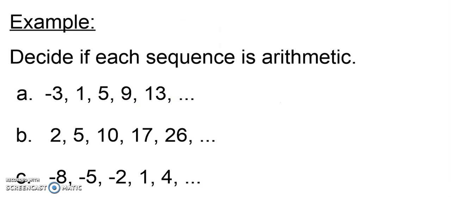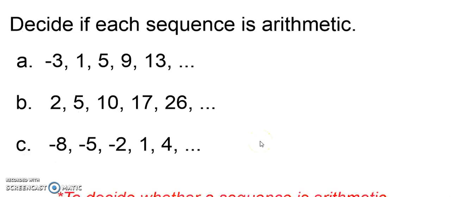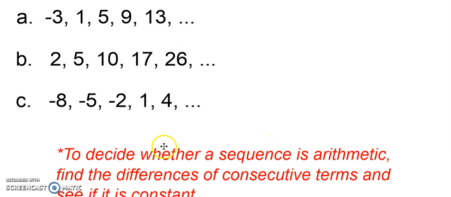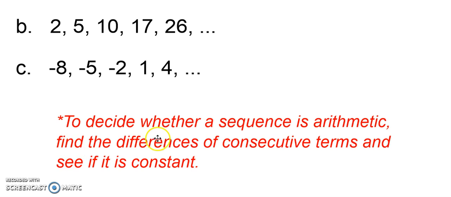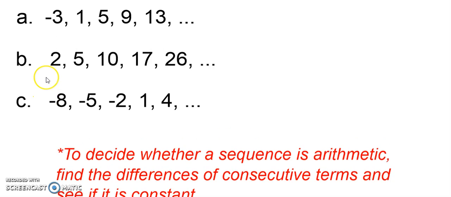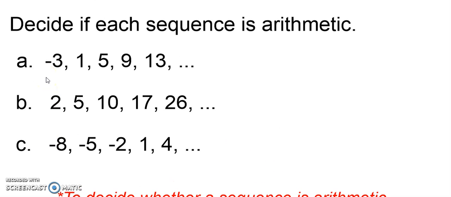Okay, so decide if each sequence is arithmetic. And to decide whether a sequence is arithmetic, you want to find the differences of the consecutive terms and see if it's constant. So we want to see, are we adding on that same number every single time? How we could do that is just to go through marking.